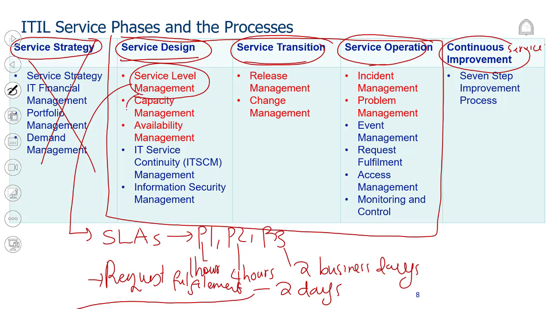Capacity management. This is to make sure that whatever IT assets we have, we don't have so much of it that we are wasting it, but we also don't have too little. A good example is my storage. I don't want to run out of storage, but I also don't want to have too much storage that I'm actually wasting.